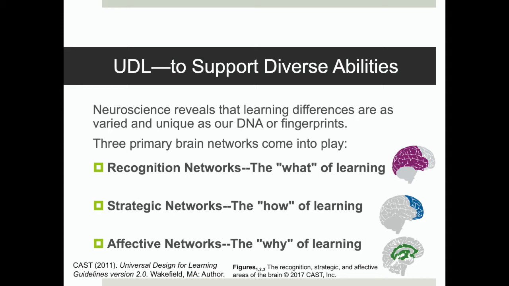UDL to support diverse abilities. Neuroscience reveals that learning differences are as varied and unique as our DNA or fingerprints. 3 primary brain networks come into play. 1. Recognition networks, the what of learning. 2. Strategic networks, the how of learning. 3. Affective networks, the why of learning.